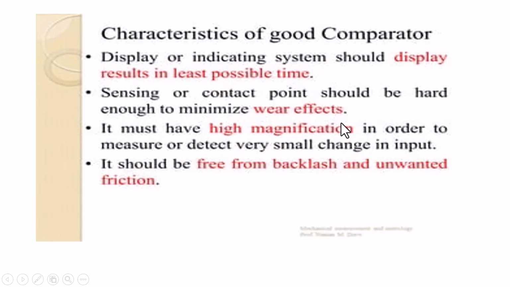It must have a high magnification in order to measure or detect very small changes in input. It should be free from backlash and unwanted friction. If it is free from backlash, it will give the correct value. Also, if there is backlash, the value will be changing. When unwanted friction is there, the value is changing.